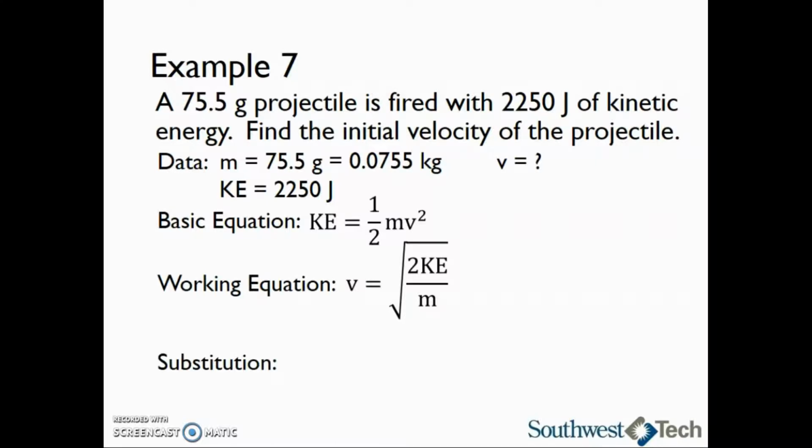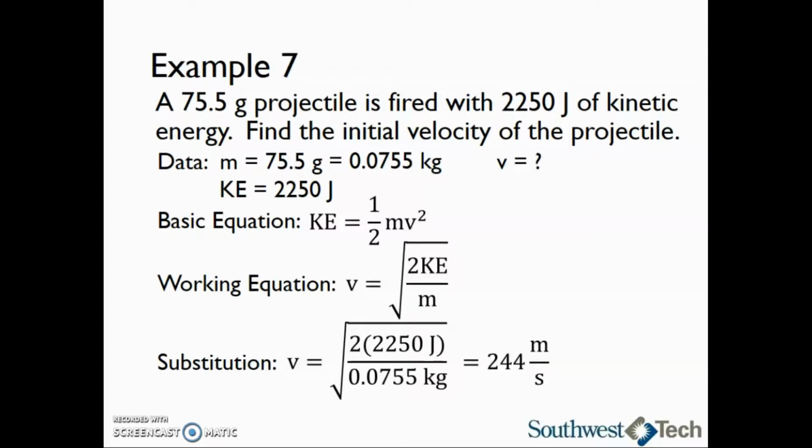Next, we can substitute in all of the data we are given. v equals the square root of 2 times 2,250 joules divided by 0.0755 kilograms. This should give us a velocity of 244 meters per second.